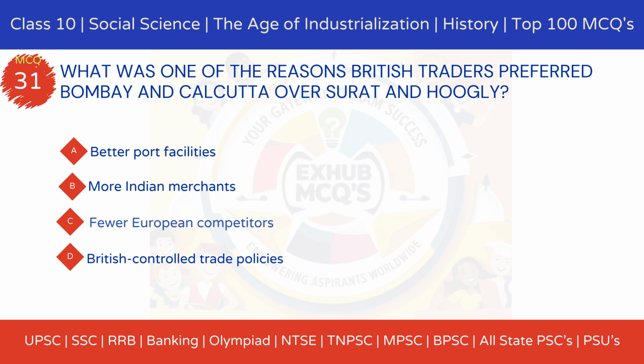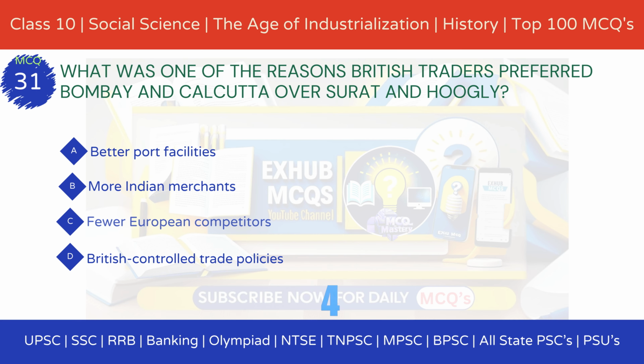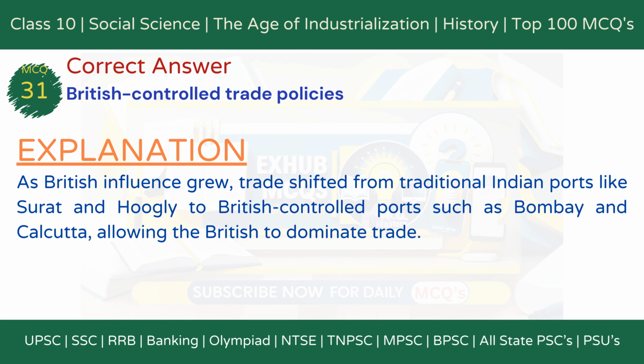Option A. Better port facilities. Option B. More Indian merchants. Option C. Fewer European competitors. Option D. British-controlled trade policies. The correct answer is option D. British-controlled trade policies. Explanation: As British influence grew, trade shifted from traditional Indian ports like Surat and Hooghly to British-controlled ports like Bombay and Calcutta, allowing the British to dominate trade.